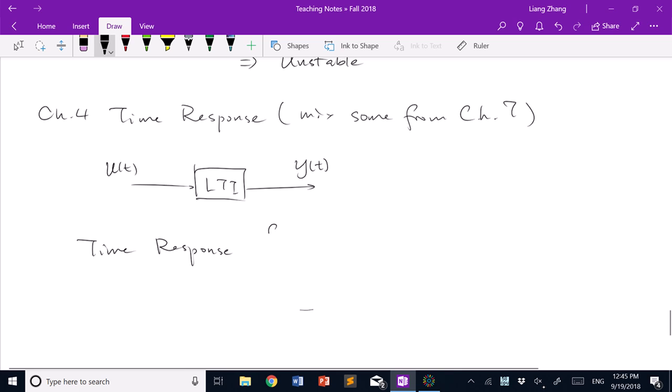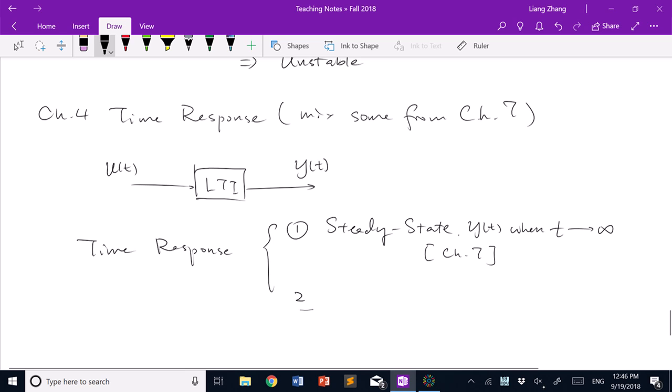Okay. One of them is the steady state response. Steady state is the behavior of y of t when t is sufficiently large. So mathematically it means when t approaches infinity. And this part is discussed in chapter 7 of our textbook.